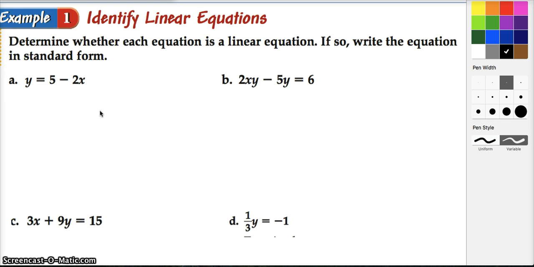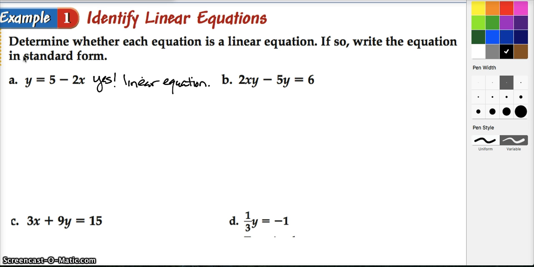Here in example 1, we're going to identify linear equations. We're going to determine whether each equation is a linear equation, and if so, we're going to write the equation in standard form. First of all, when I look at an equation, I see: is y to the first power, is x to the first power? I don't want to see a y squared or an x squared, and I don't want to see y or x in the denominator. Since I don't see that, I think I have a linear equation here.